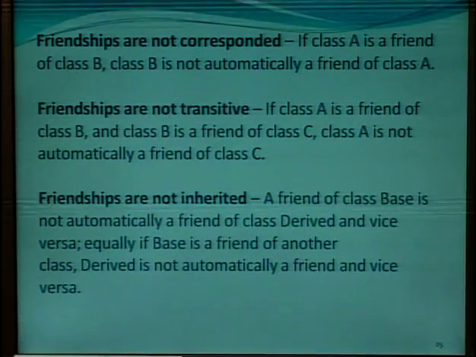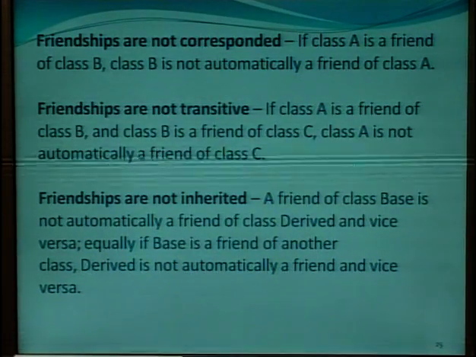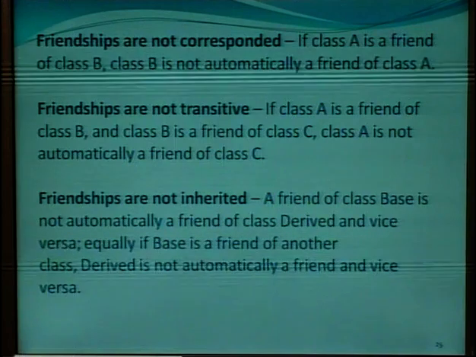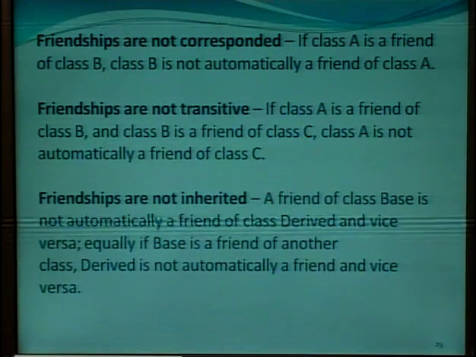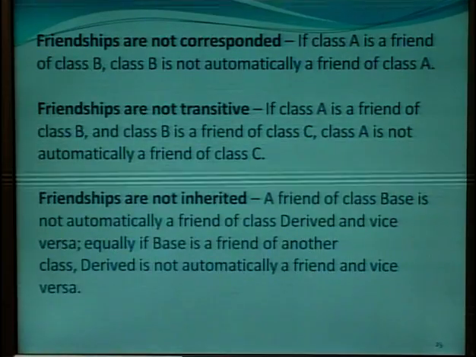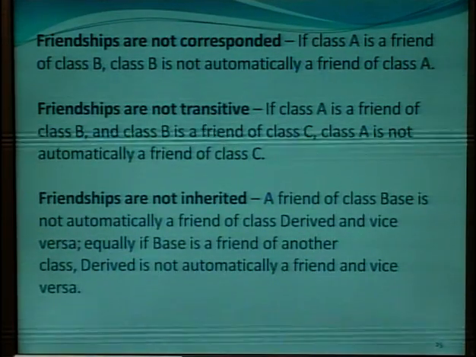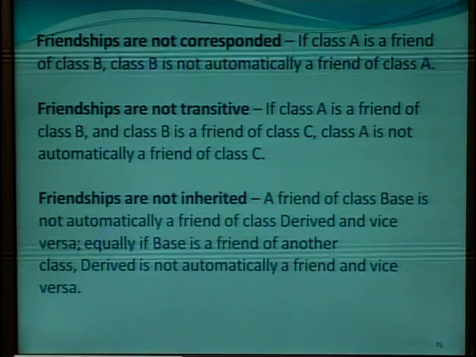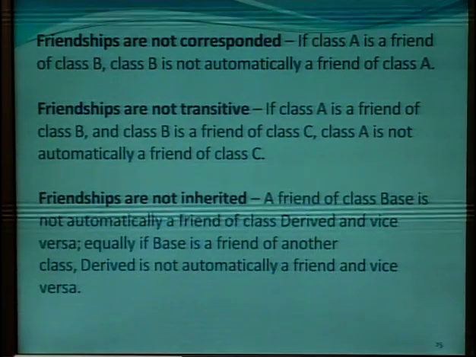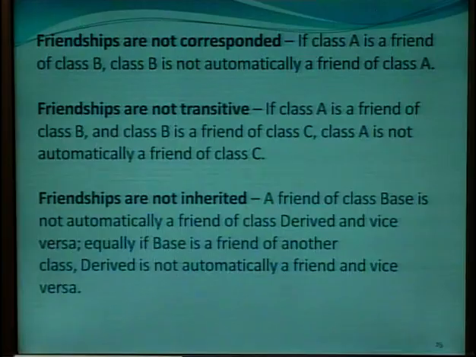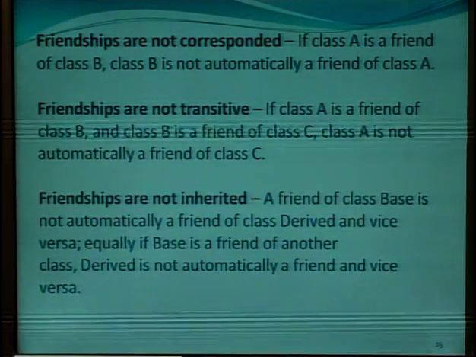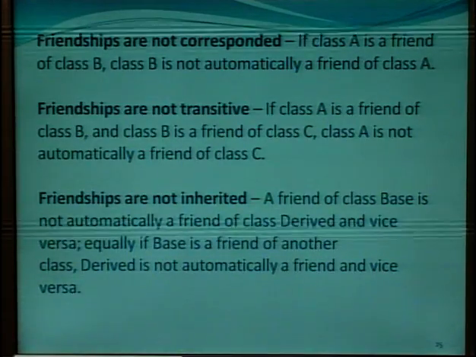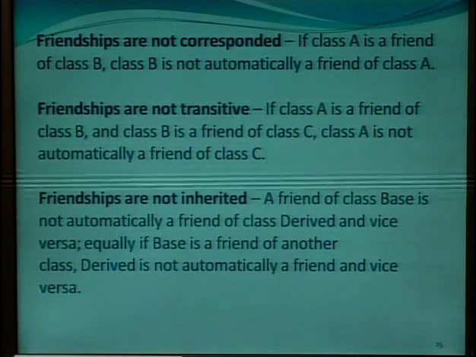Friendship is not inherited. A friend of class base is not automatically a friend of class derived and vice versa. Equally, if base is a friend of another class, derived is not automatically a friend of it, and vice versa. So, it does not mean that if one class is declared within another class, friendship carries over.